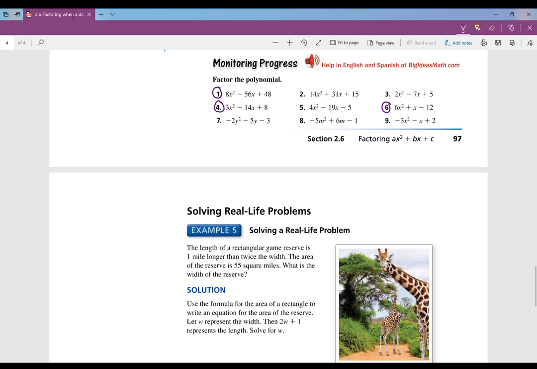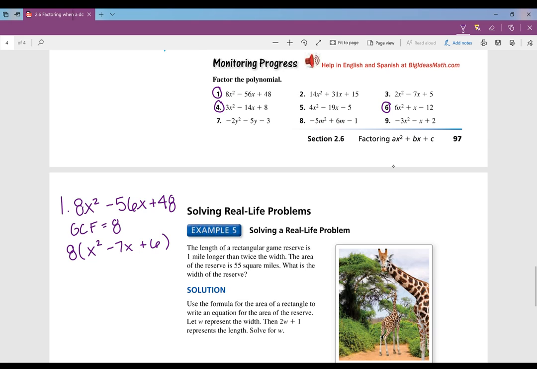Okay, so I'm just going to do these monitoring progress questions so you guys can check your answers. For number 1, we have 8x squared minus 56x plus 48. Looking between 8, 56, and 48, we can tell that we have a GCF of 8, right? 8 goes into each one of those. So if we pull out an 8, we're going to be left with x squared minus 7x plus 6.